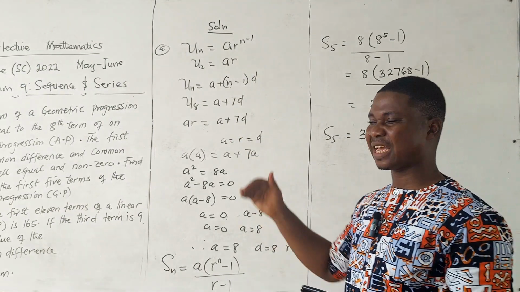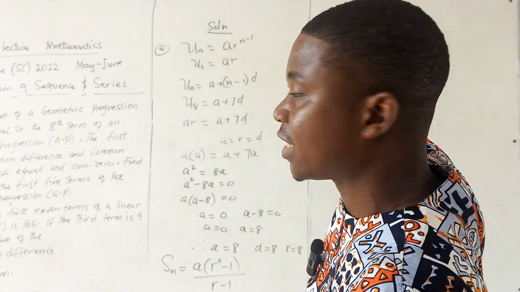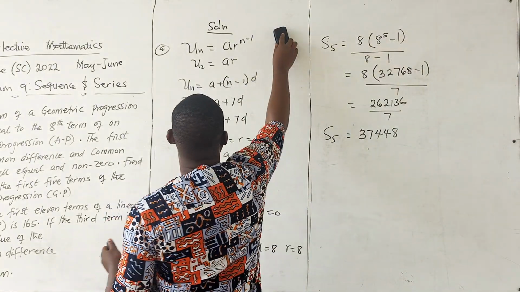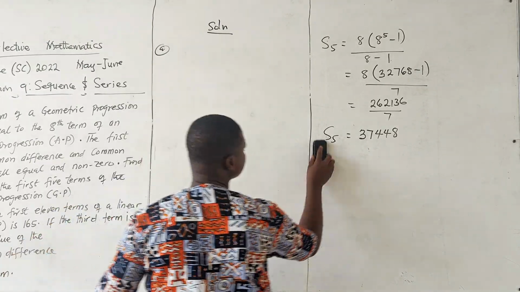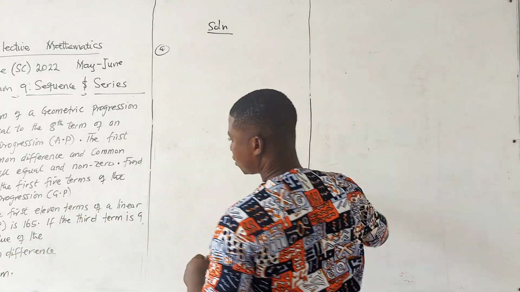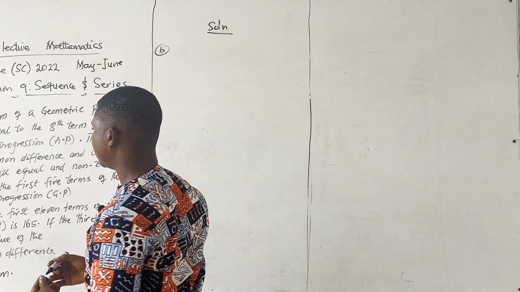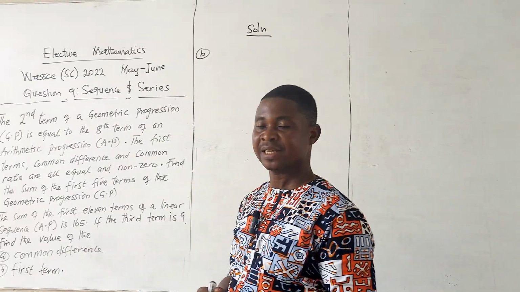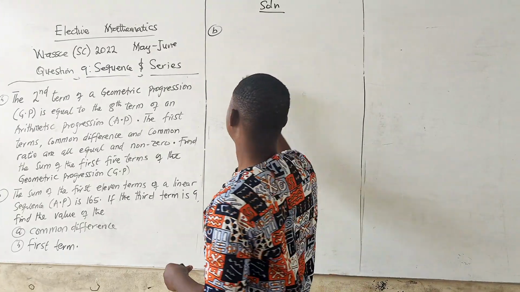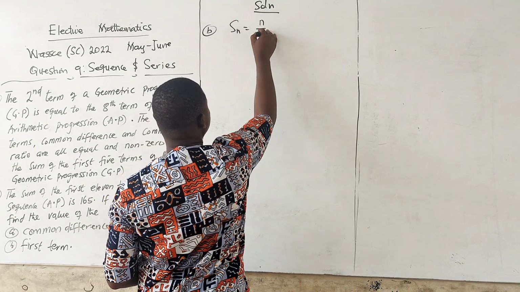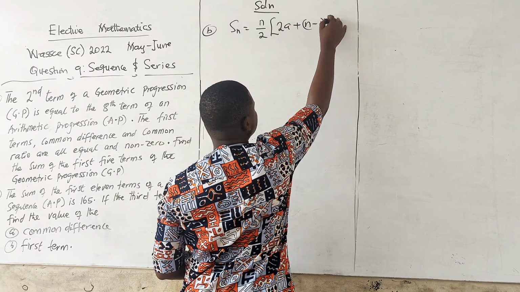Now let's go and look at the second part, that's the B. So with the B, let me clean, since we are done with this part. So with the B, we are saying that the sum of the first 11 terms of a linear sequence. So let's look at this formula for the sum of a linear sequence. Sn is equal to n over 2 into bracket 2a plus n minus 1 d.